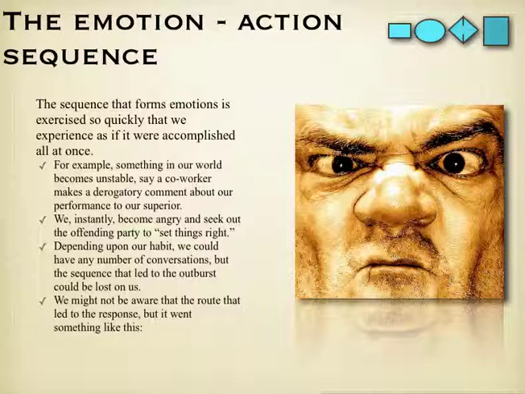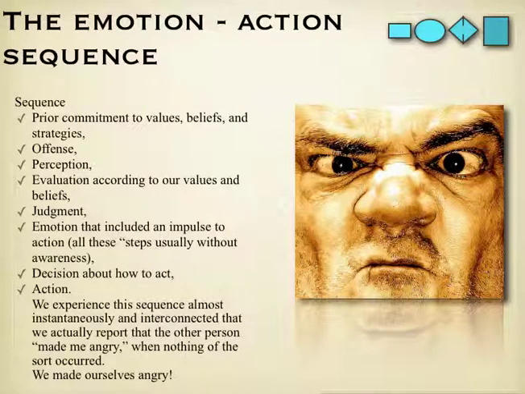Depending on our habit, we could have any number of conversations, but the sequence that led up to that could be lost on us. But it does happen pretty much in this order nonetheless. The route might not be something we're aware of, but it goes something like this. You have values and beliefs and strategies about how to secure satisfaction for your life, and they involve good rapport at work. There's the offense. Something happens, and you perceive that offense. You evaluate that according to your standards and beliefs. This person did me wrong. I have to go set it right. You make a judgment: this is a bad thing.